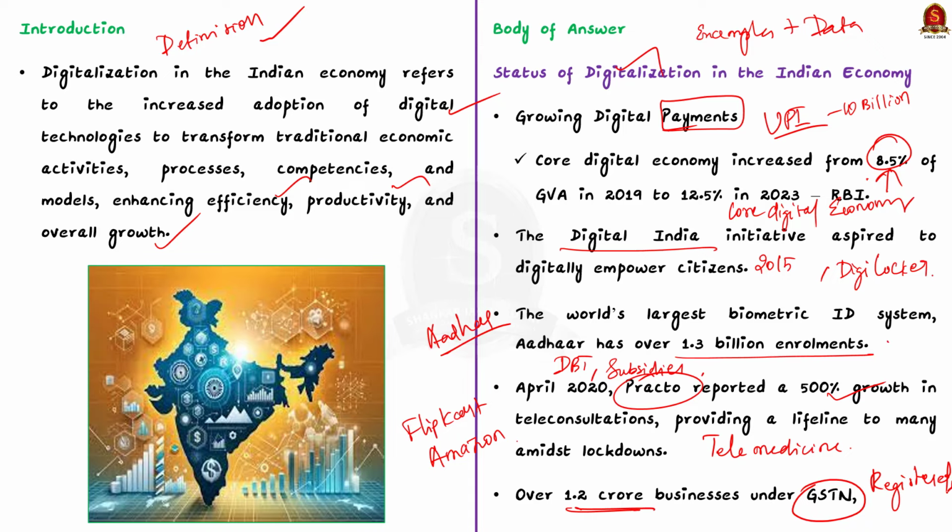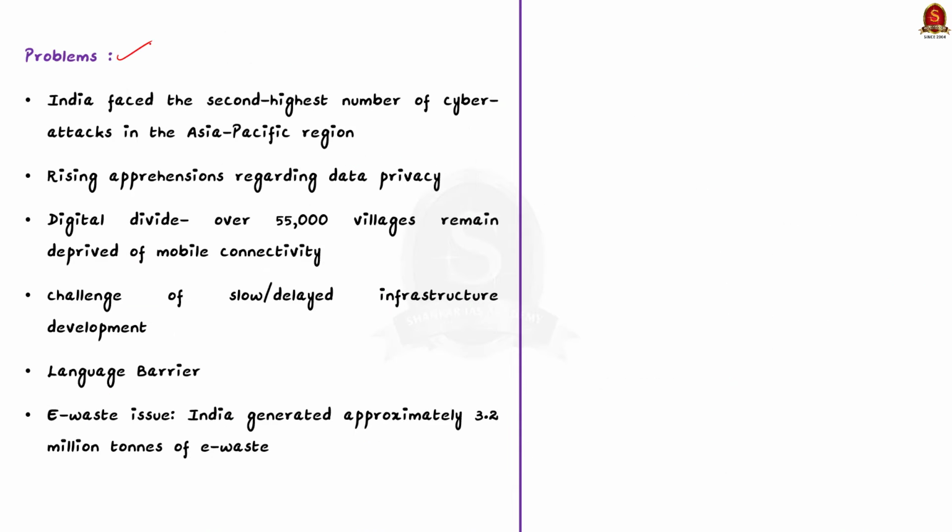Moving ahead, let's address the problems of digitalization. First and foremost is cybersecurity. The increasing reliance on digital platforms has elevated the risk of cyber attacks. In 2020, India faced the second highest number of cyber attacks in the Asia Pacific region, highlighting the pressing need for fortified cybersecurity measures. Secondly, privacy concerns. Recent years have witnessed rising apprehensions regarding data privacy. The Pegasus spyware incident, where personal data of several Indian citizens was allegedly compromised, accentuated these concerns, pointing towards the vulnerabilities in the digital space.